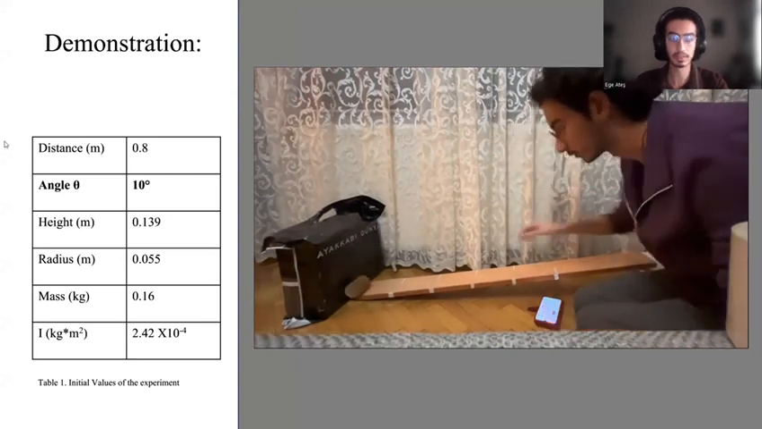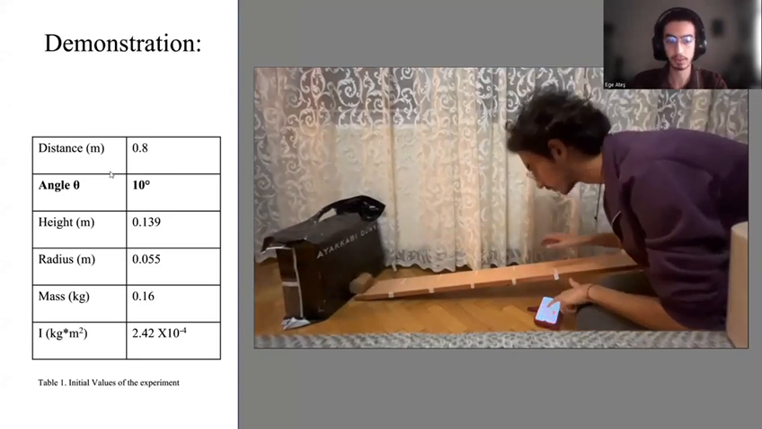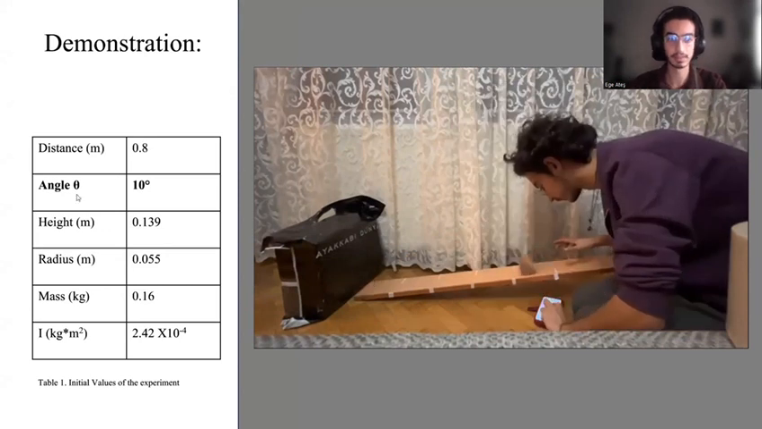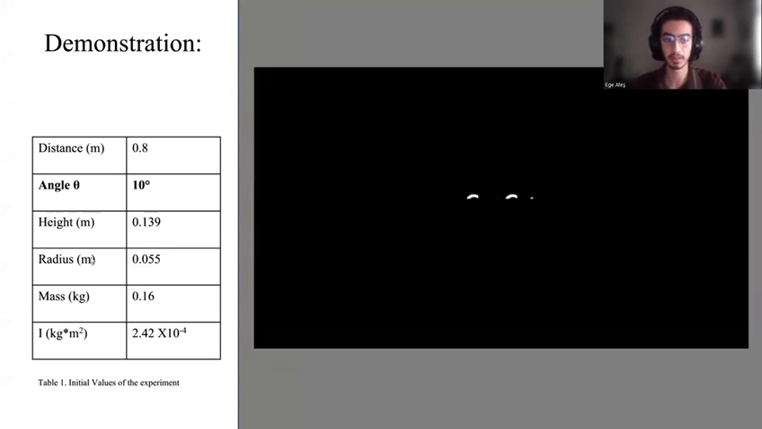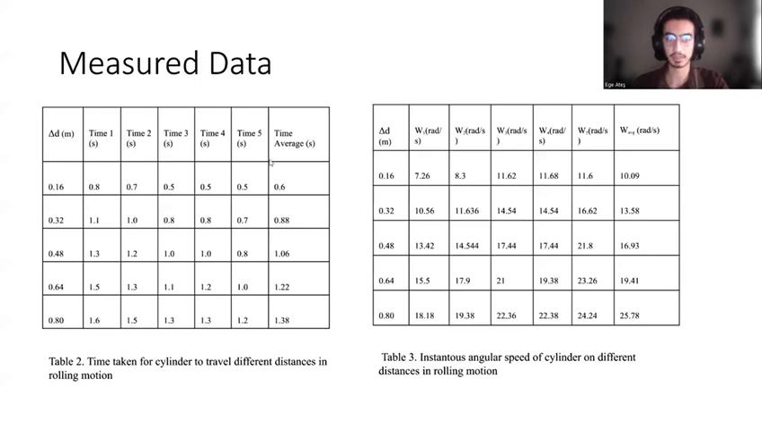On the left, you can see the table of my initial known values for this experiment: the distance, angle, and height of my inclined plane, and the radius, mass, and moment of inertia of my cylinder. From doing this experiment, I have gathered this data. The first table gives me the time it took to travel different displacements, and the second one gives the angular speed of the cylinder for these displacements.